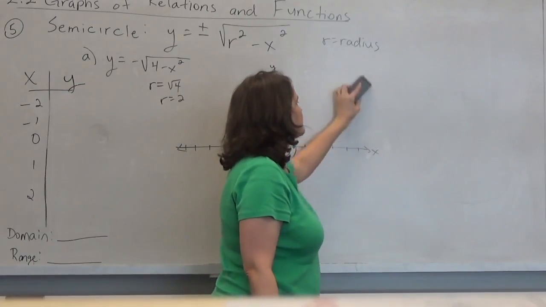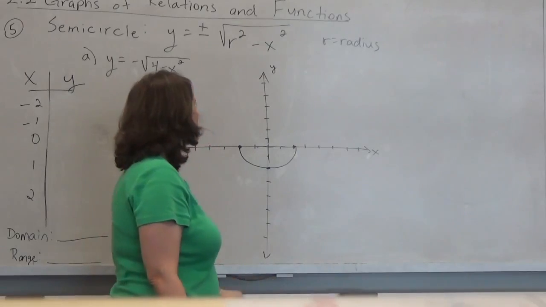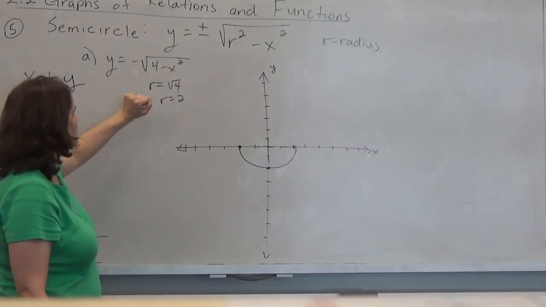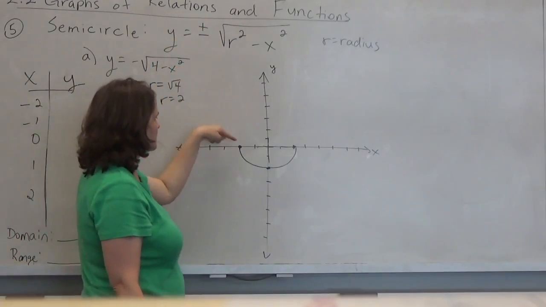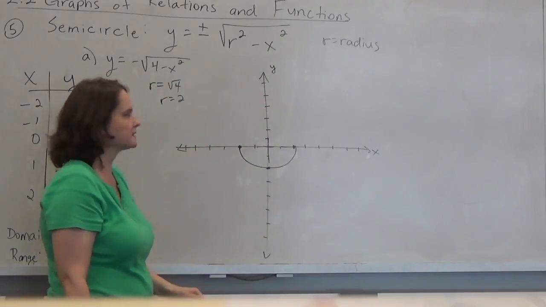All right? So as far as how to graph a semicircle, you just need to understand how you can find your radius. It's going to be the square root of your constant. And then you have to look at the sign in the front. If you don't see a sign in the front, then it's going to be above the x-axis. If you've got a negative in front of it, then it's going to be below the x-axis.